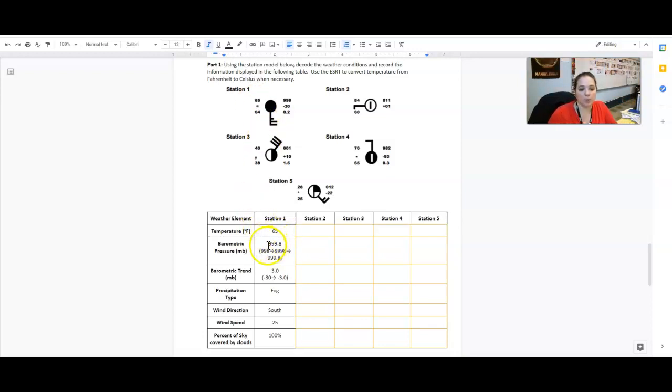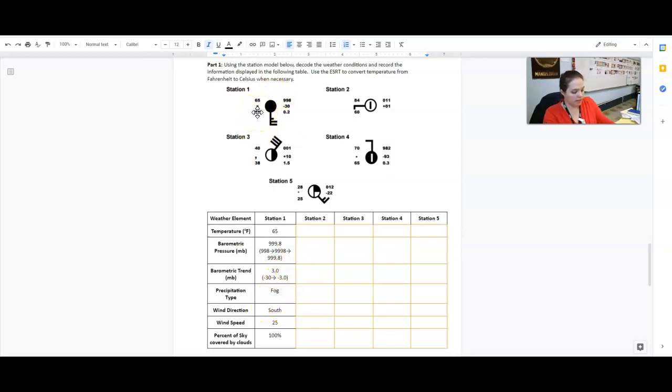So I'd put 65 here. Barometric pressure, 998. I'm going to take that 998 and add a 9 in front of it because remember it's above 5. And then I'm going to put a decimal between the last two spots and it'll give me 999.8. Now you don't have to put all of that in there, but it helps me to see where your thinking's at if you do. Barometric trend. So it's got negative 30. So the negative 30 goes to negative 3.0. So I'm going to put a barometric trend of negative 3.0.